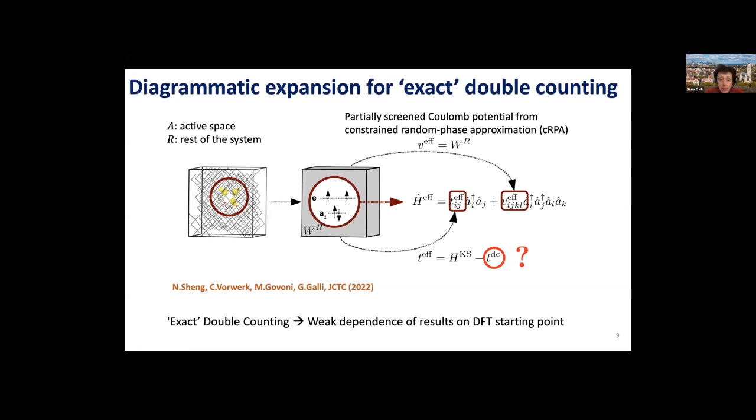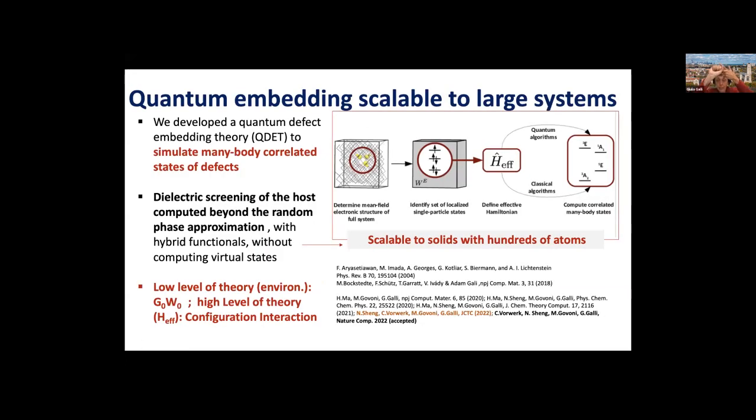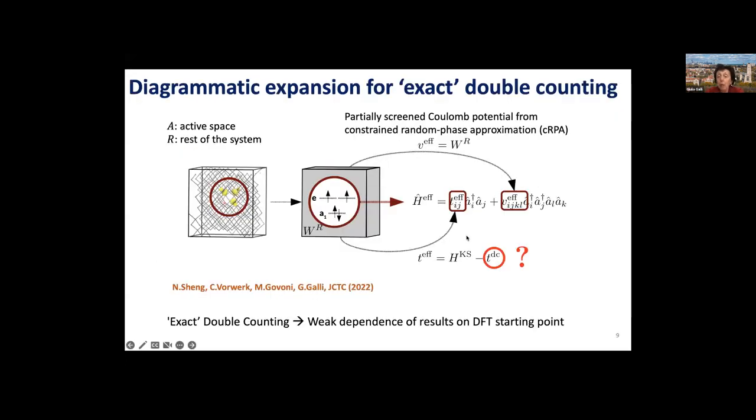So two points, going back: the dielectric screening with algorithms that can be used with both DFT and hybrid DFT, without computing any virtual states. This is what allows us to scale to hundreds of atoms. And a way of computing our double counting that is exact if the low level of theory is G0W0. This is very important.